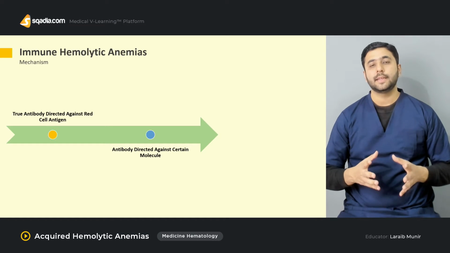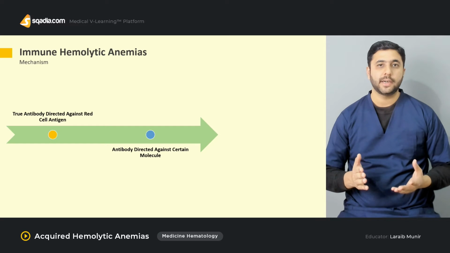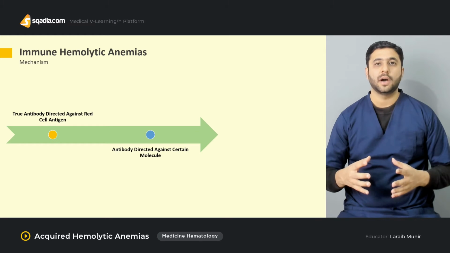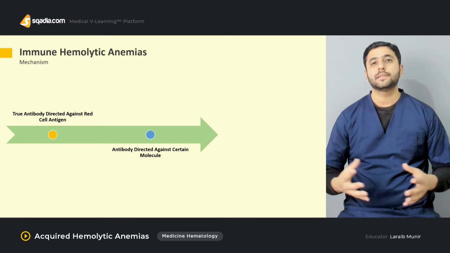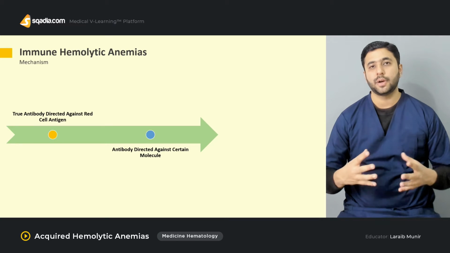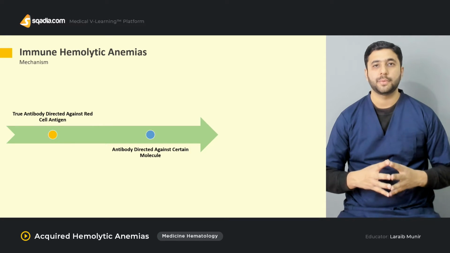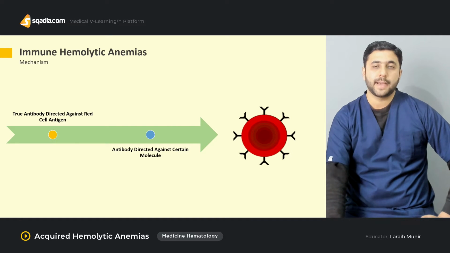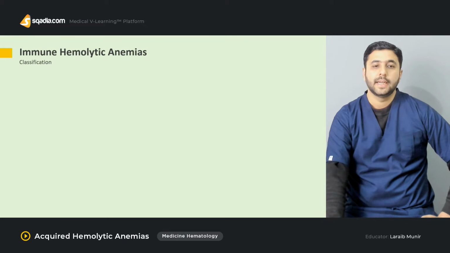So there can either be a targeted antibody directed against the red blood cells, or there can be just involvement of the RBCs as bystanders in a certain immunological process or antigen-antibody complex formation. Overall, both of these mechanisms lead to immunological destruction of the RBCs, leading to hemolytic anemia.